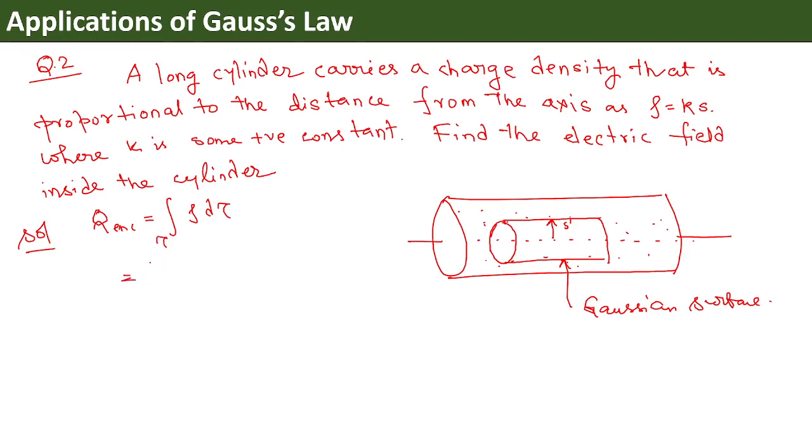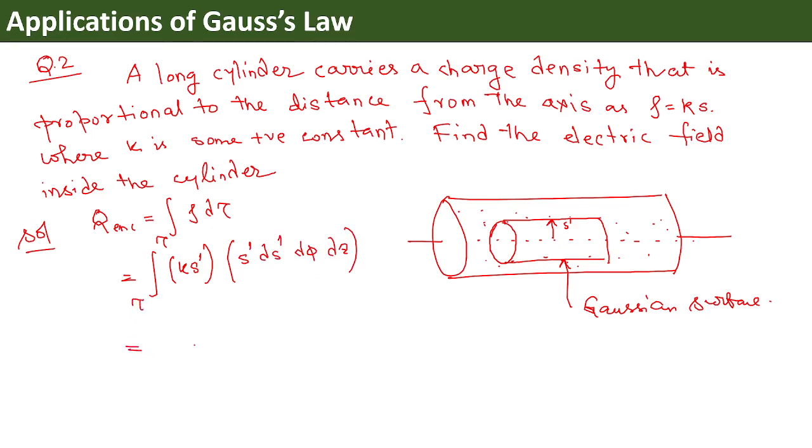Now how to take the volume integral? Because rho has been given to be some k s prime, because it varies with the distance from the axis of this cylinder. That's how rho varies, and it is multiplied by the cylindrical volume element, which is given by s prime ds prime d phi dz. Now this is a volume integral, remember.